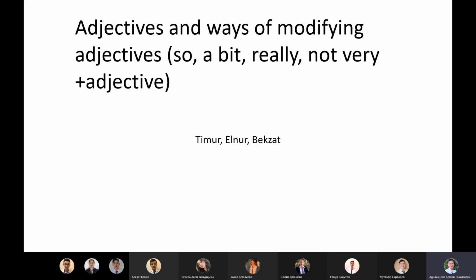Second group, please, on the stage. Can you see? Yeah, we can.